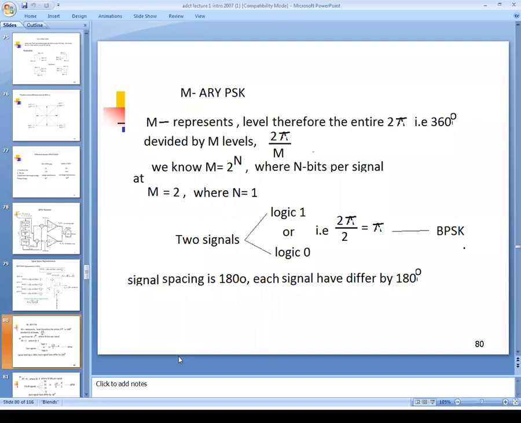At n is equal to 1, there are two signals, logic 1 signal and logic 0 signal. That is M is equal to 2. Now 2 pi by M, 2 pi by 2 is equal to pi, that is 180 degrees. So each signal spacing is 180 degrees. Each signal differs by 180 degrees. That is nothing but BPSK output.